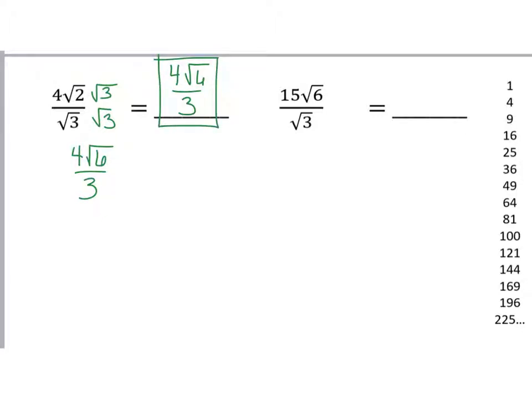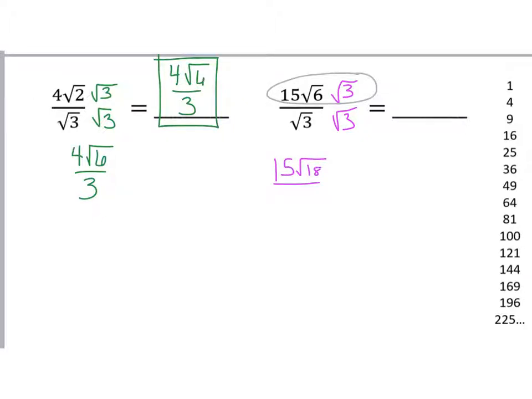Okay? What's the first thing I'm going to do on the next one? Multiply where? Where am I going to multiply by? The denominator and the numerator. Both of them by the square root of 3. So the top and the bottom by the square root of 3. What do I end up with in my numerator when I multiply here? 15 square roots of 18.